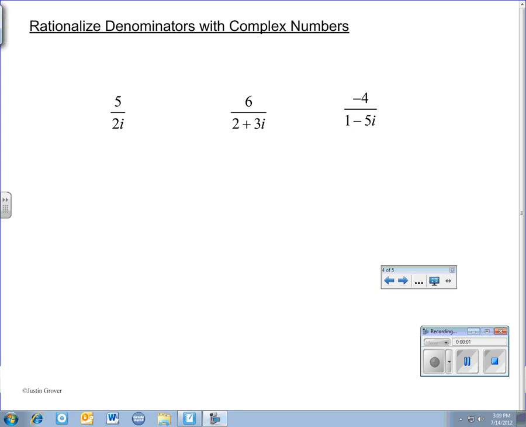Rationalizing denominators with complex numbers. We can't have an i in the denominator, just like we can't have a 0 in the denominator, or a radical in the denominator. We can't have i in the denominator either.